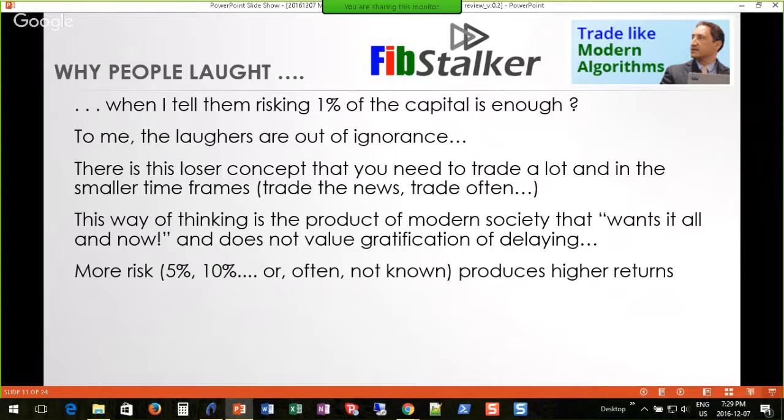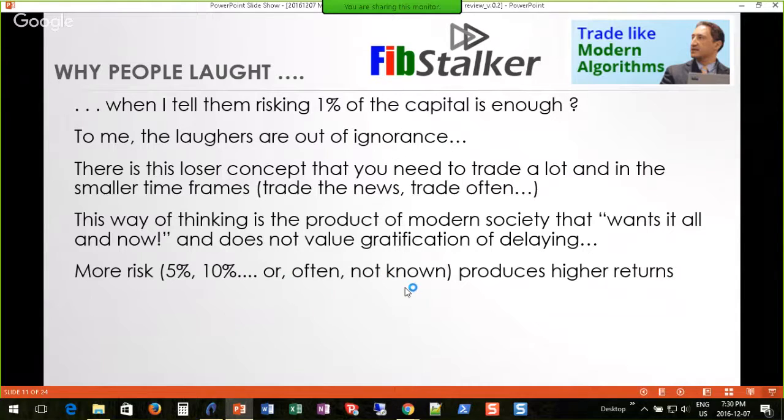Fine, provided you know what you're doing. Some people risk 10%. Well, be careful now, because one big event can really start wiping you out. Think of the US dollar versus the Swiss franc, what happened at the beginning of 2015. And some people don't even know how much they are risking.